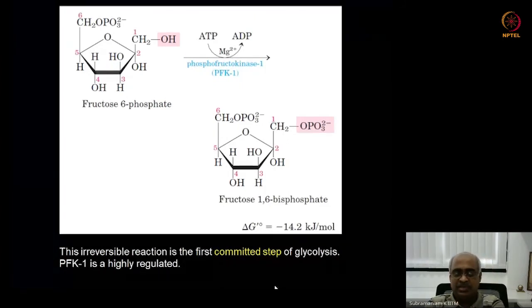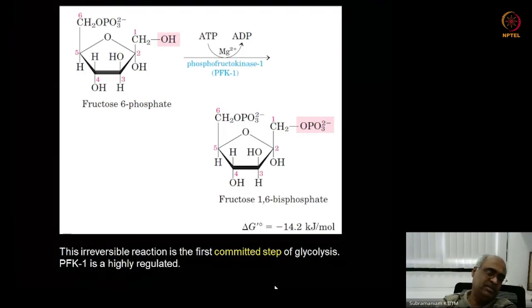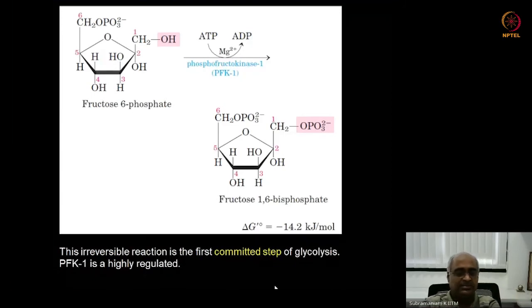So this committed step is not synonymous with the rate limiting step. Rate limiting step meaning in a series of reactions, the individual reaction whose rate is slowest compared to the other individual reactions. So therefore, the overall pathway speed depends on that one particular reaction, and they are the rate limiting steps. Sometimes the committed step may be the rate limiting step as well, but these need not be always connected. They are independent. And due to this commitment, this enzyme is subject to serious regulation. So we will learn about the enzyme regulation after learning glycolysis.